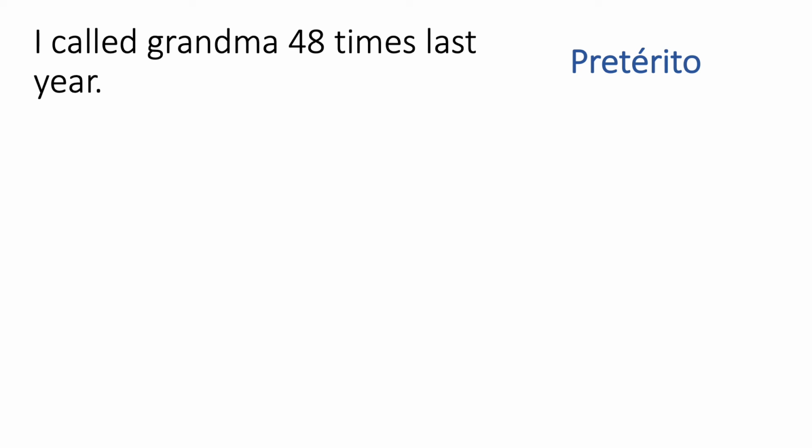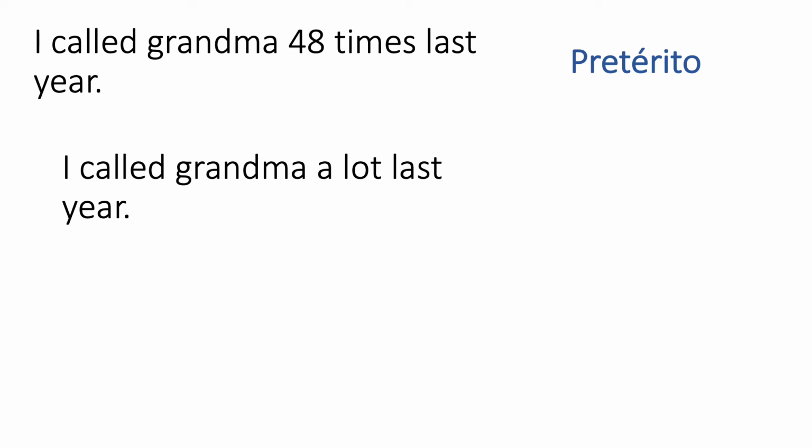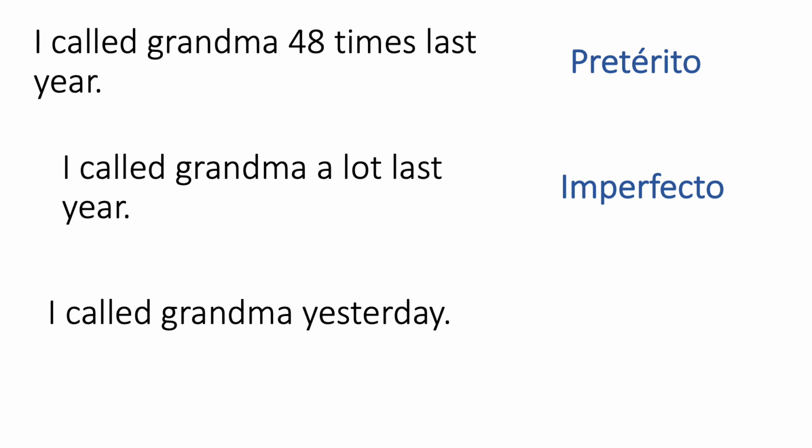We could just change the words just a little bit. Try to think of how you could make this same sentence imperfect, making it a continual habitual action, but not actually referring to a specific phone call or phone calls. The one I came up with is I called Grandma a lot last year. Now I'm not talking about any specific phone call. I'm just saying it's something I did continually in the past, which would be imperfect. I called Grandma yesterday. What would that be? Talking about a specific phone call? Definitely.